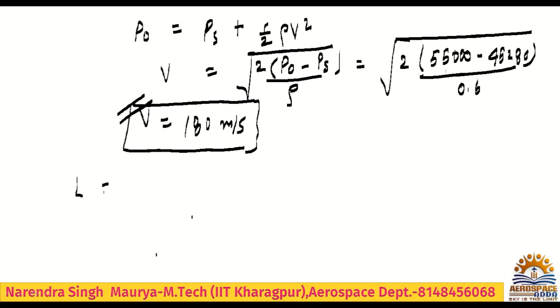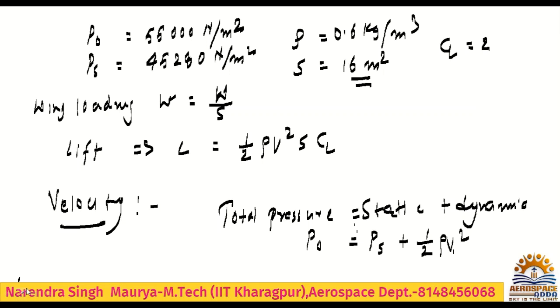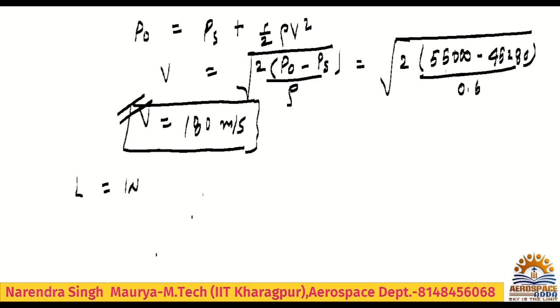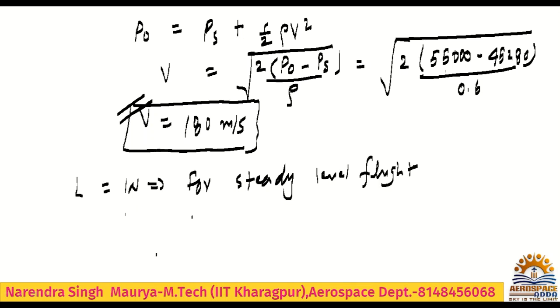Lift is equal to weight. As I said, this is the steady level condition. For steady level flight, L is equal to W. So you can get L is equal to W.